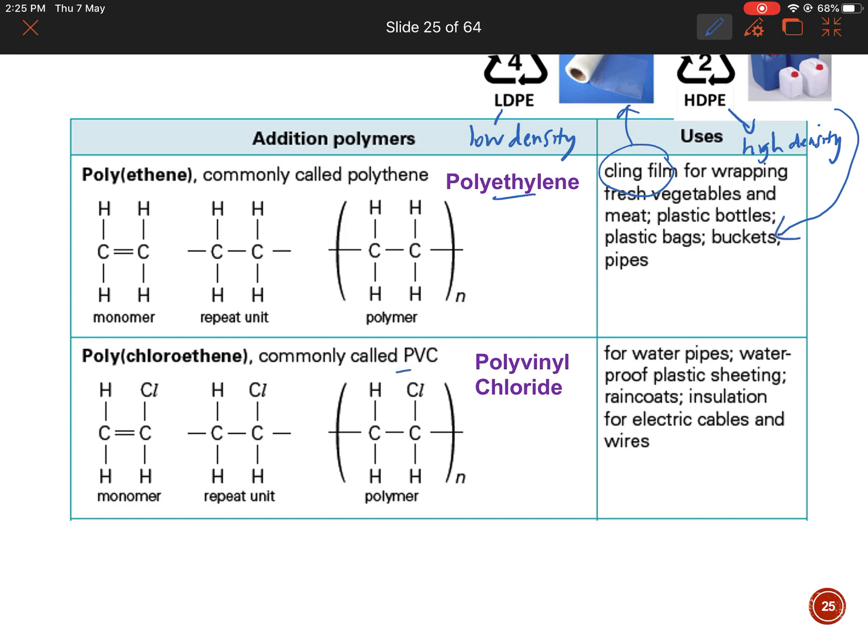And then PVC comes from this monomer over here. It has a chlorine atom over there, so it's called PVC, polyvinyl chloride, and this one is often used to make your water pipes. And the insulation for your wires is all using PVC. So it's plastic number 3.